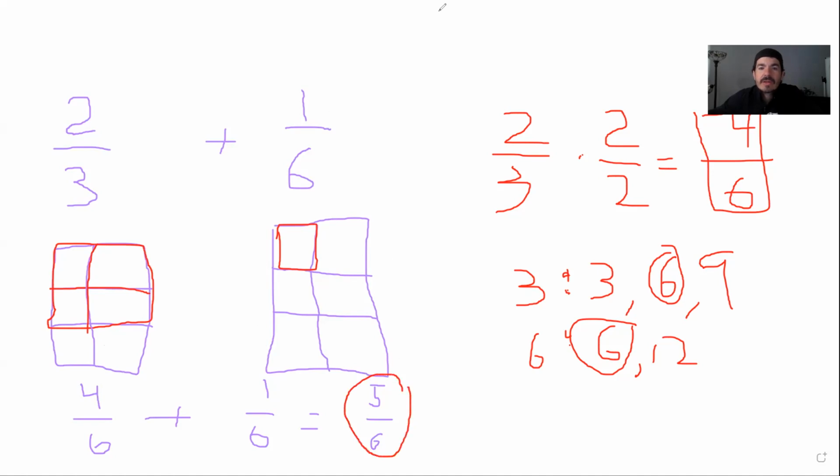But the part here that's relevant to what we're doing is here. I went from 2/3 to 4/6. This is just 1. So I can even erase that.